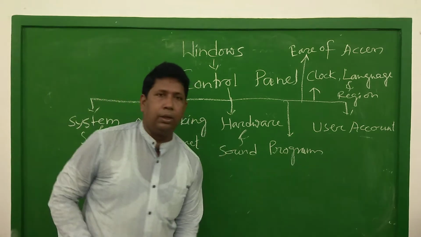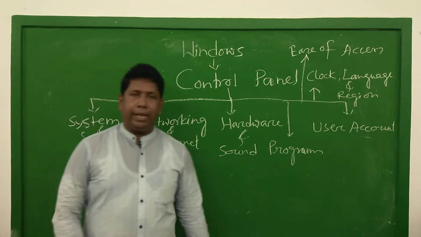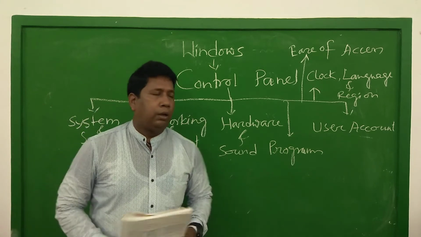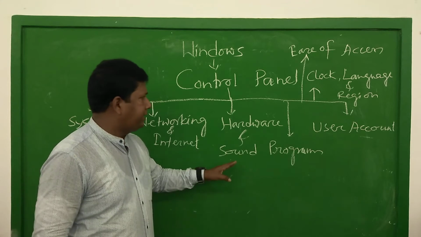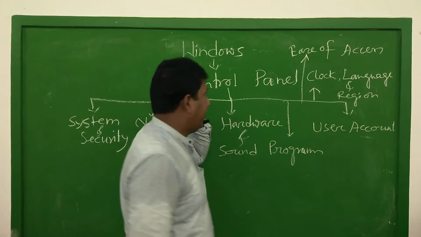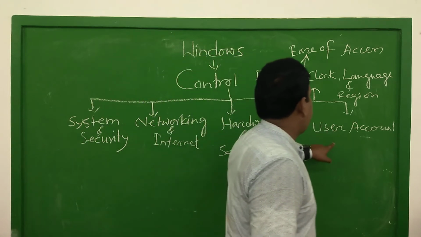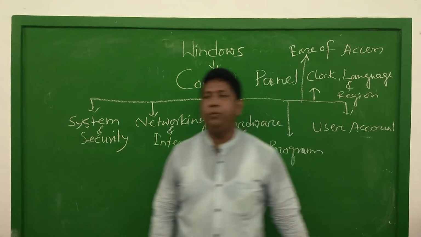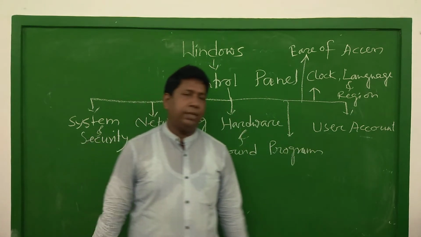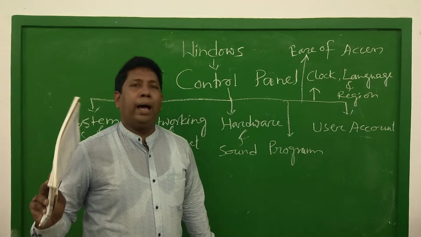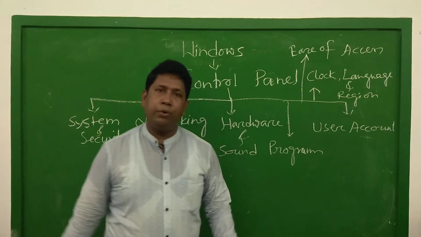Hardware and sound. Through the control panel we can add hardware or sound, and if you want to remove hardware and sound, it is easily possible through the control panel. Next is user account. If you want to protect your computer from other users, you can easily give a password to protect your computer from the other user.